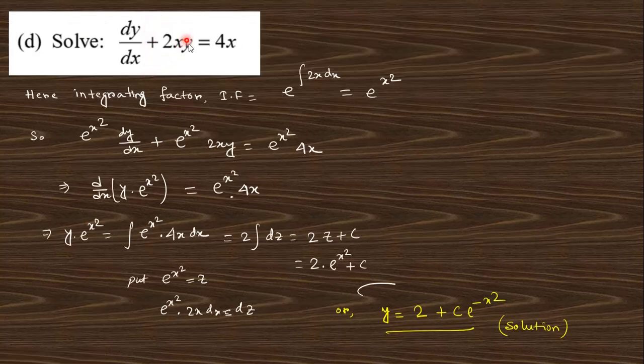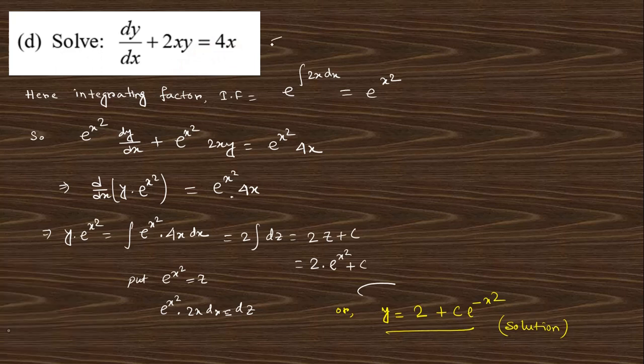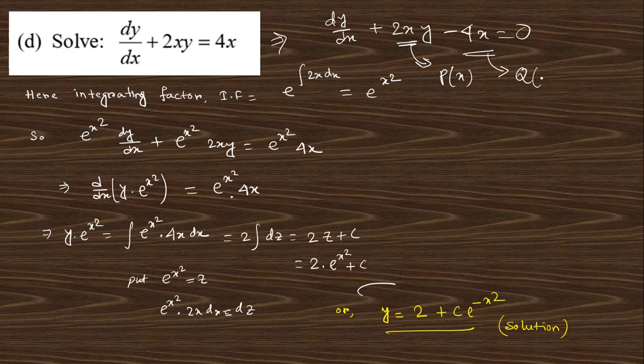Solve dy/dx + 2xy = 4x. So here the integrating factor, if you just rearrange this one-dimensional differential equation, this is nothing but dy/dx + 2xy - 4x = 0. You know this 2x is the P of x and this -4x is Q of x. So the integrating factor is e to the power integral of P of x dx. This is nothing but 2x squared by 2, that is e to the power x squared.